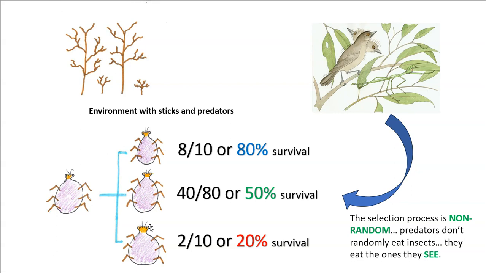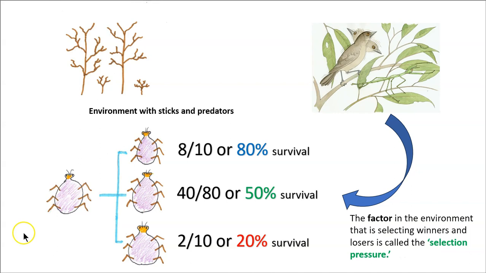There are unequal chances of survival because the birds are just eating the ones they see, and it's not random which ones they see. They see the less camouflaged ones more than the well camouflaged ones. Now, the factor in the environment that is selecting winners and losers is called the selection pressure. So the predators would be the selection pressure. And because the selecting factor was in nature, this is why Darwin called this process natural selection.